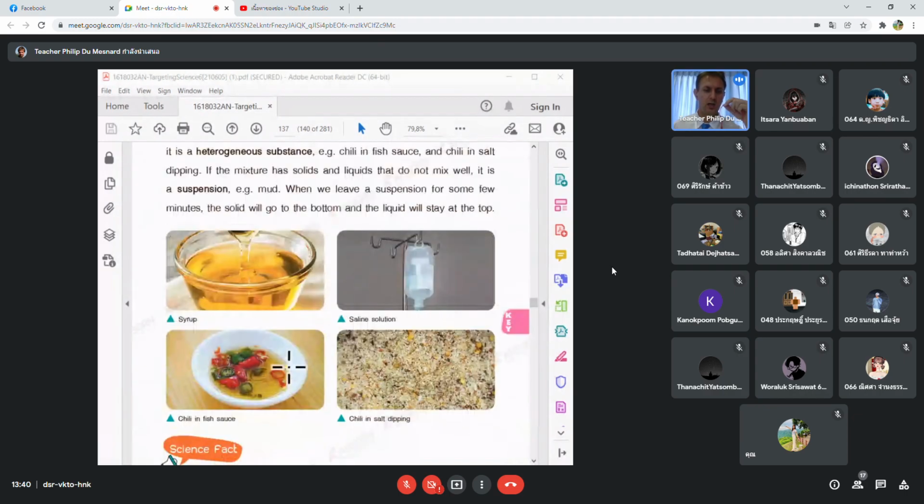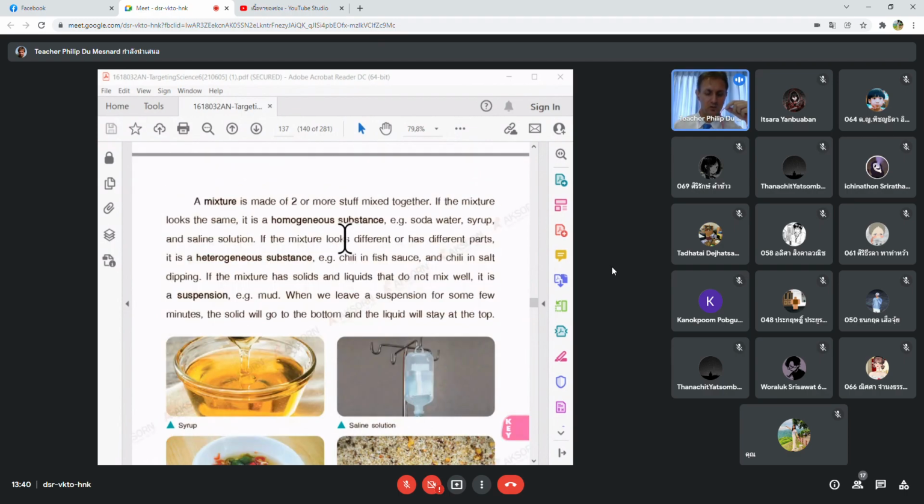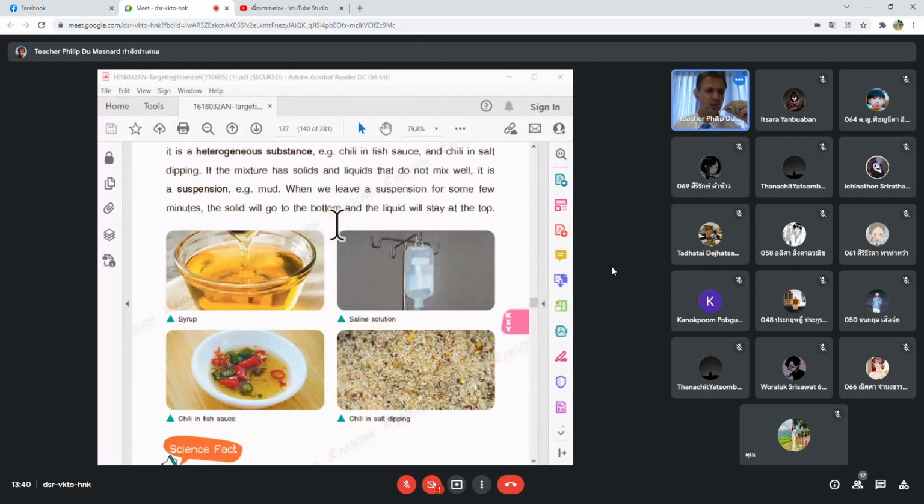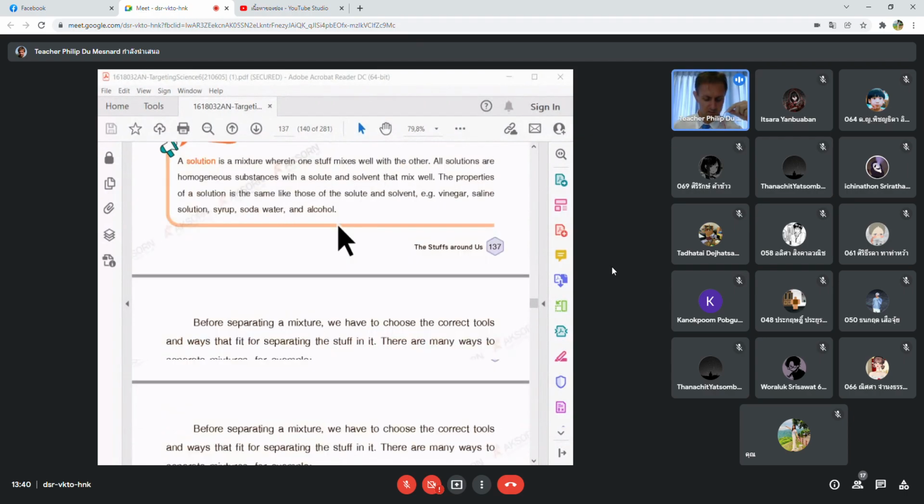And these two are heterogeneous because more than one color. If you take out the chilies, it's also going to be homogeneous. But now I can see the chili, so it's heterogeneous. Okay, so this page, how important is this page? It's so-so. It's not very important. It's just okay. Okay, let's go to 138.